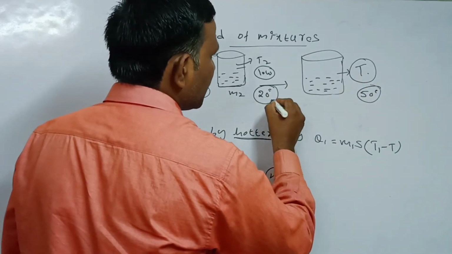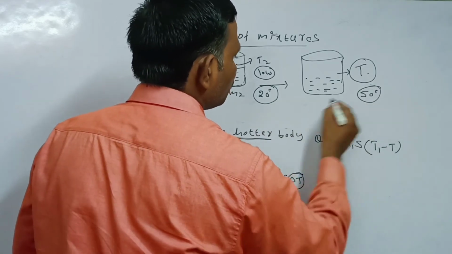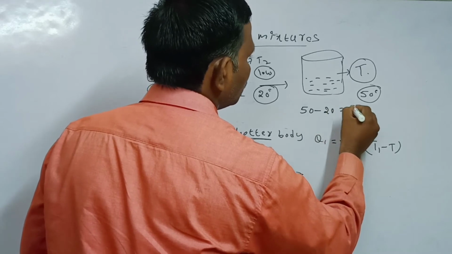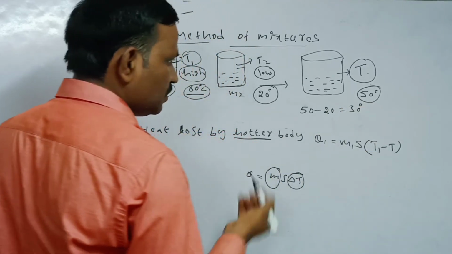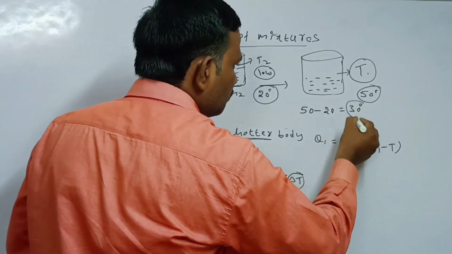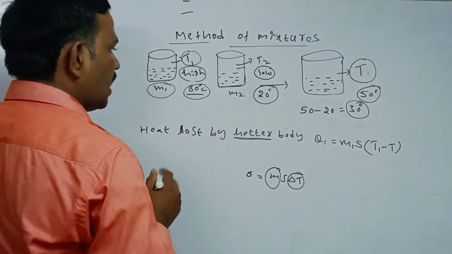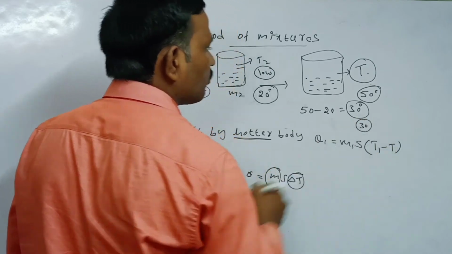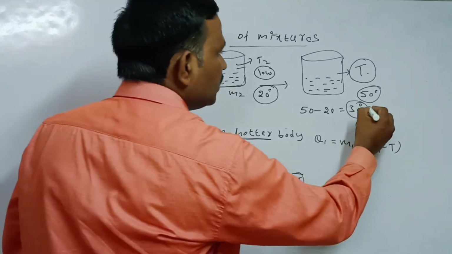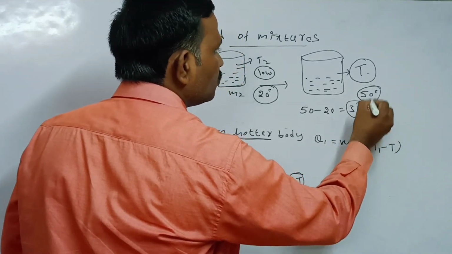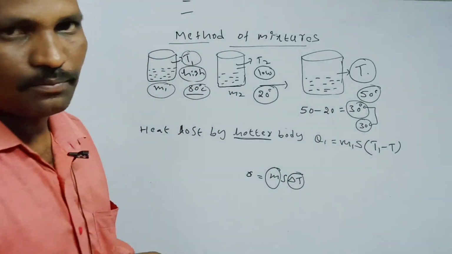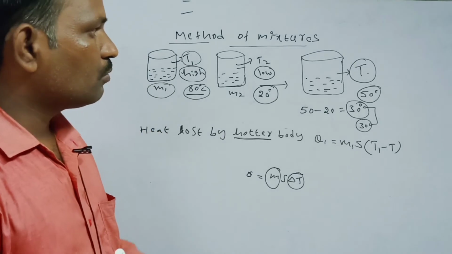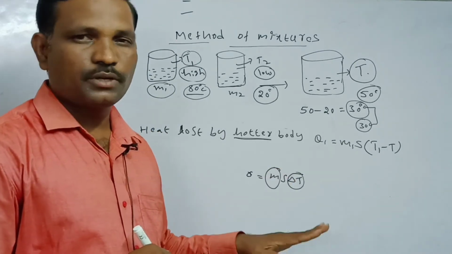Here initially it has 20 and the mixture temperature is 50. Then 50 minus 20 is equal to 30. So that means heat gained by the colder body is 30 and heat lost by the hotter body is also 30 only. So from this we can say that heat lost by the hotter body is equal to heat gained by the colder body. That is a very important principle.